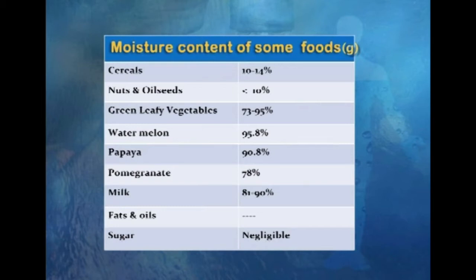Watermelon, a very commonly consumed fruit, contains almost 96% water. Papaya contains 91%, while pomegranate contains 78%. Milk, again which is a liquid, contains 81 to 90% water. The water variation is because the fat is the major component which decides the water content.